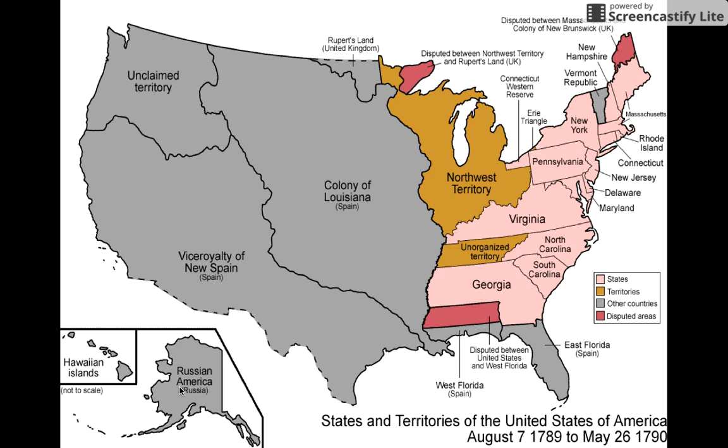So, I hope that clears it up for you as far as the difference between the Land Ordinance and the Northwest Ordinance. So again, remember the Land Ordinance, it basically was a criteria for states to join the Union, and the Northwest Ordinance was a territory that outlawed slavery, and it also created the laws as to how many people had to live in that area before it could actually become a state.